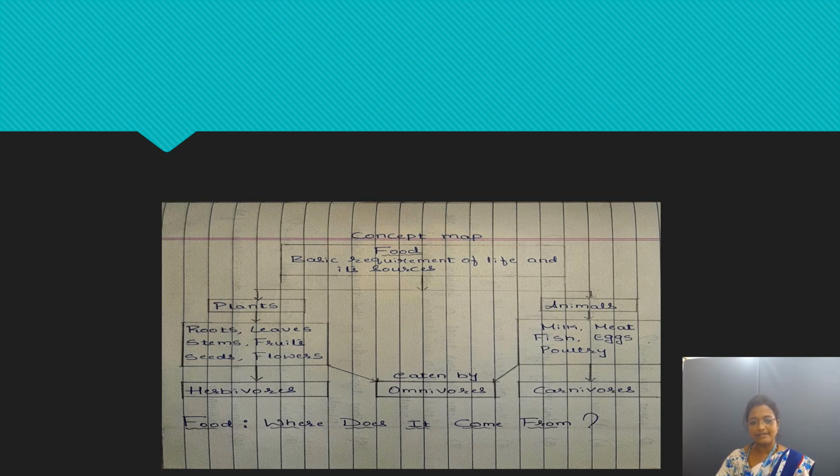Now look at this concept map. When you look at this map, you will get a clear picture of this chapter. Here is food, the basic requirement of life, and its sources. There are two sources: plant source and animal source. From plant sources we get roots, leaves, stems, fruits, seeds, and flowers. Animal sources are milk, meat, fish, eggs, poultry.